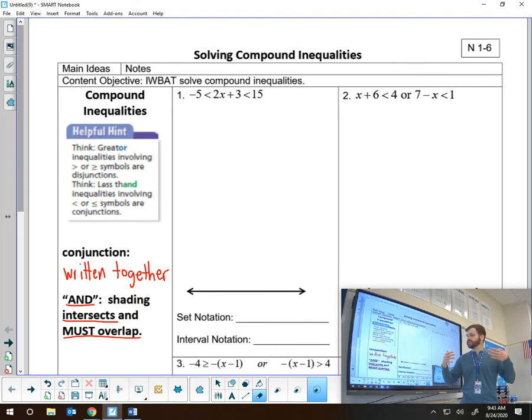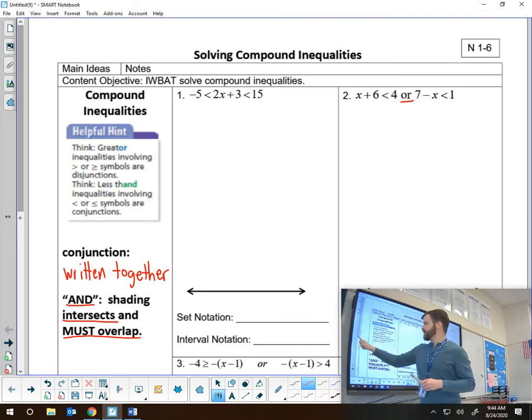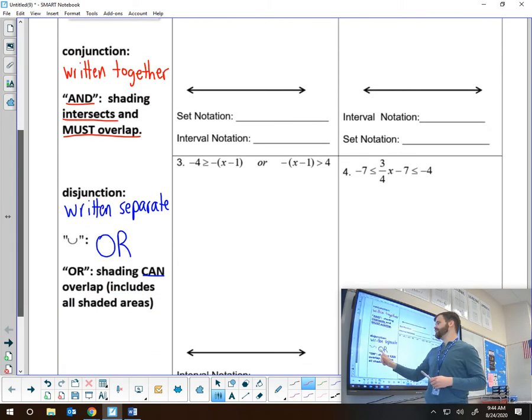In a conjunction, your shading is always going to intersect and it's going to come together. So whenever you graph, you can always be thinking that it's going to be coming together. The other way is if I have a big or here. And with that or, that's what we call a disjunction. So a disjunction compound inequality is written separate. So my two inequalities are written separate with a big or in the middle.